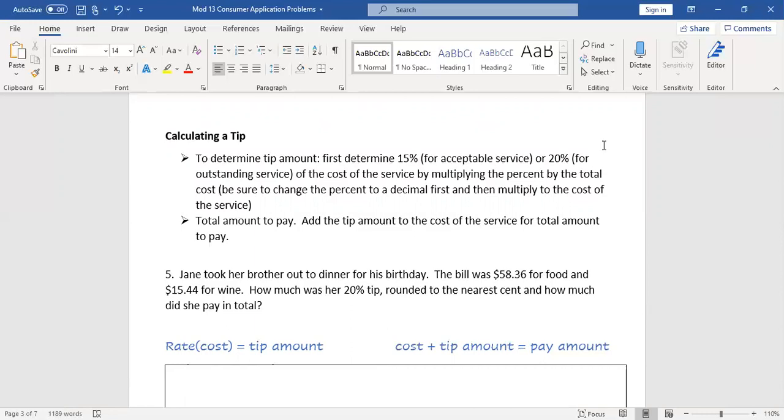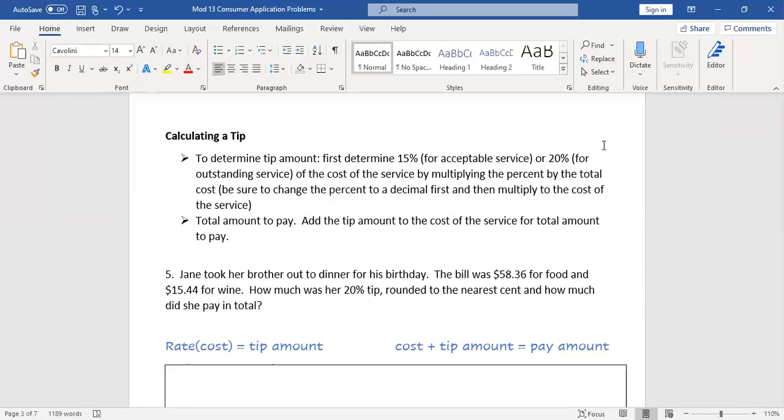So Jane took her brother out to dinner for his birthday. The bill was $58.36 for food and $15.44 for wine. How much was her 20% tip? Round it to the nearest cent and how much did she pay in total?